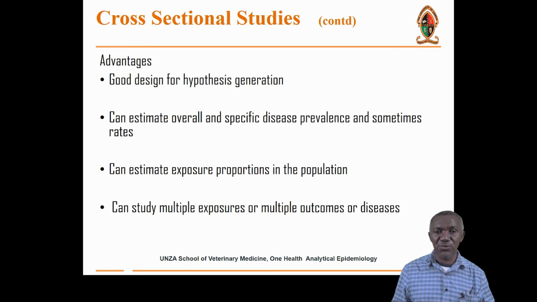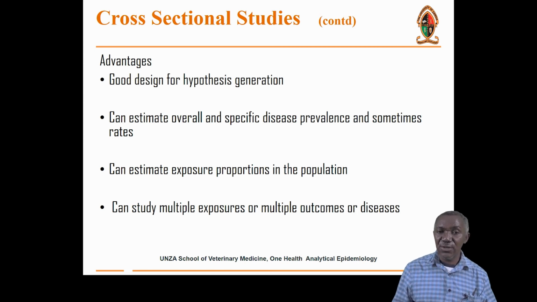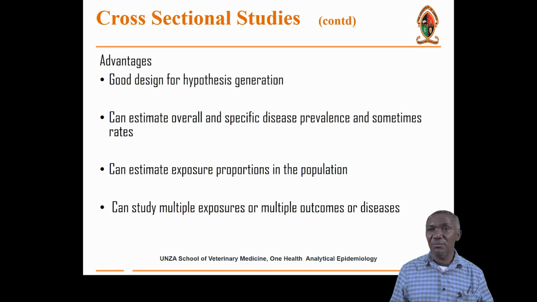But it can also be used to estimate exposure proportions in a population. So you can use this to estimate how many study elements are exposed in a population and how many are not exposed. They can also be used to study multiple exposures or multiple outcomes or diseases. So these are some of the advantages of the cross-sectional study.